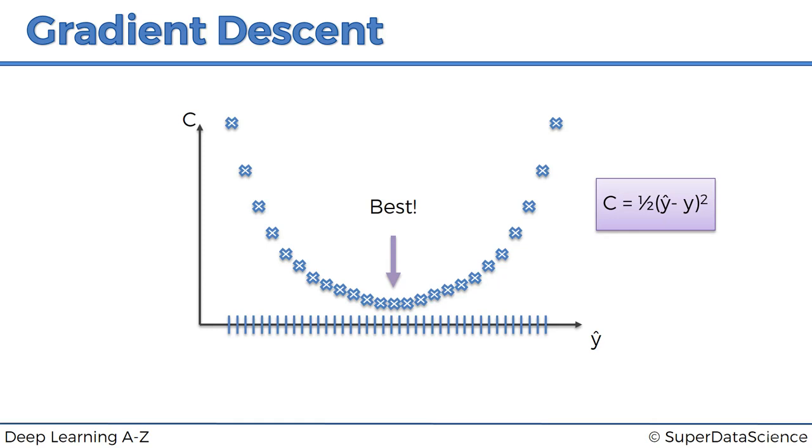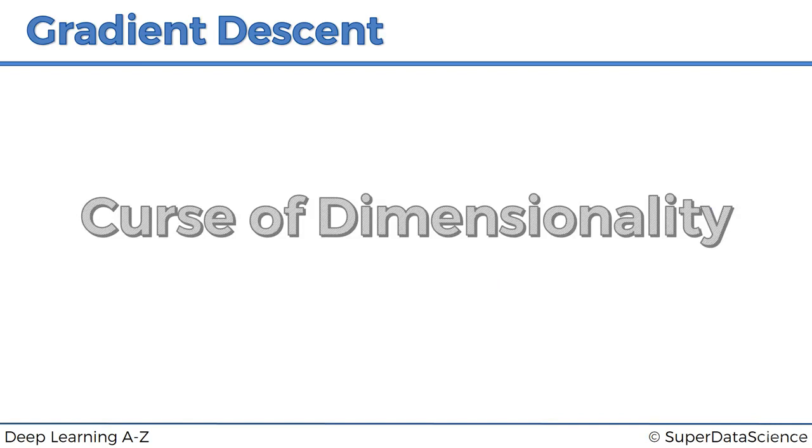Why not do this brute force method? Why not just try out 1,000 different parameters or inputs for weights and see which one works the best? You'll find the best one that way. Well, if you have just one weight to optimize, this might work, but as you increase the number of weights, the number of synapses in your network, you have to face the curse of dimensionality. So what is the curse of dimensionality?